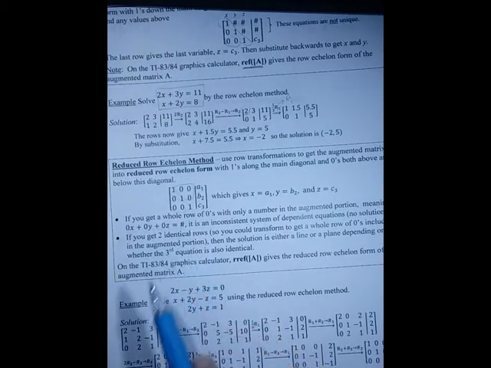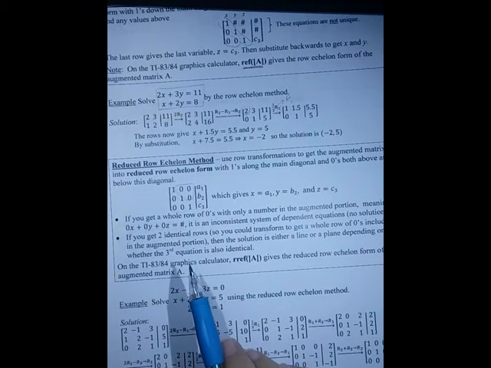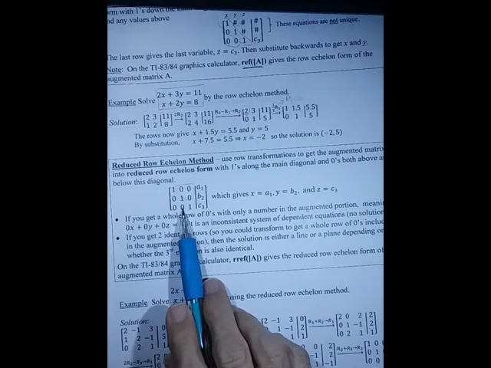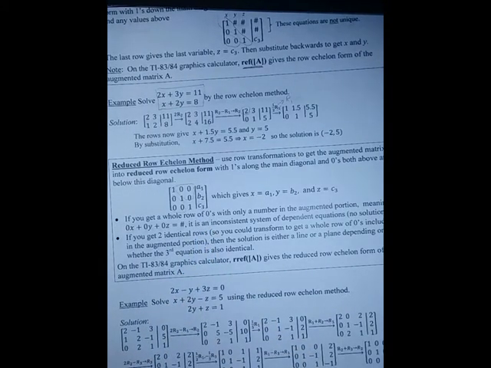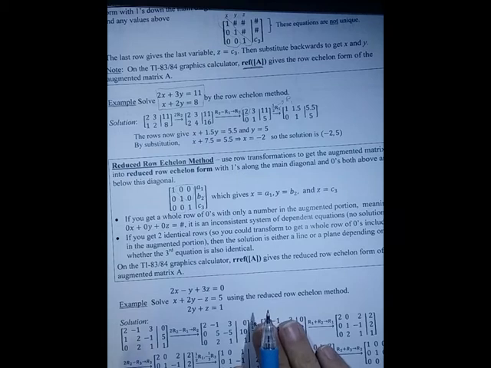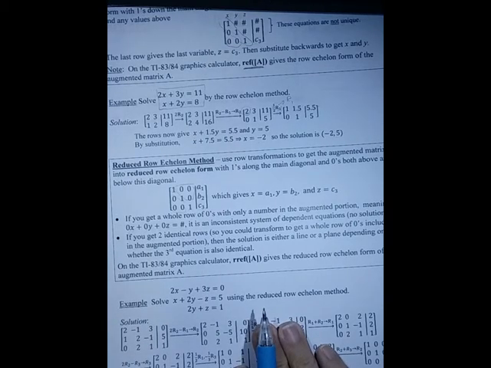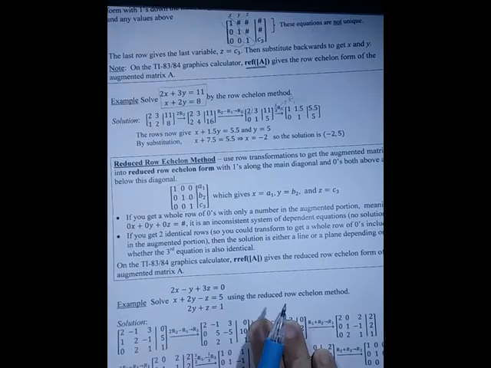If you get a whole row of zeros with only a number in the augmented portion, meaning there's no x's, no y's, and no z's which are equal to that number, that's inconsistent. If you get two identical rows, then there's an infinite number of solutions and their form depends on what you get.